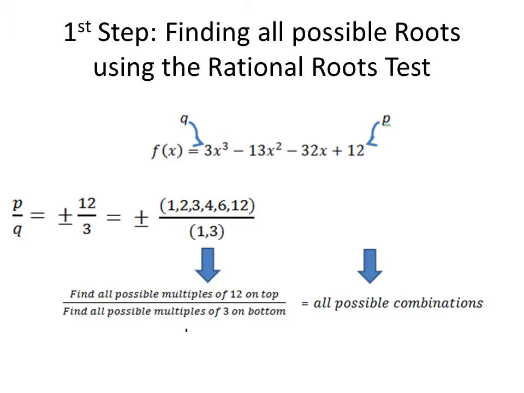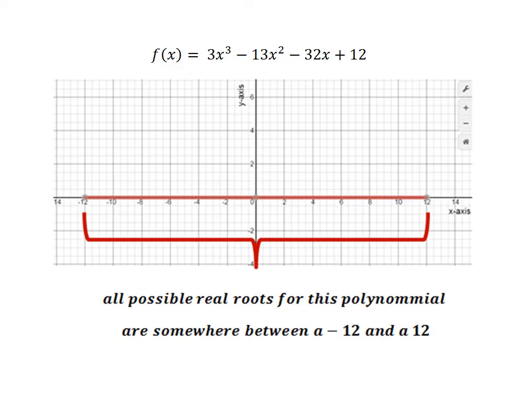Now I'm going to take each top number and divide it by both the bottom numbers. So 1 divided by 1 and 1 divided by 3, and then 2 divided by 1 and 2 divided by 3. If I do that, I get this list of all possible combinations, which is quite a long list. So what I want to try to do is narrow it down, because this is telling me that my roots for this equation can be anywhere from negative 12 all the way to positive 12.